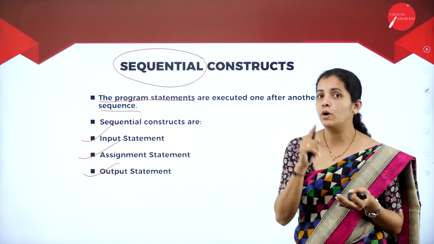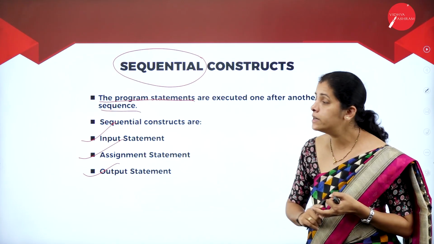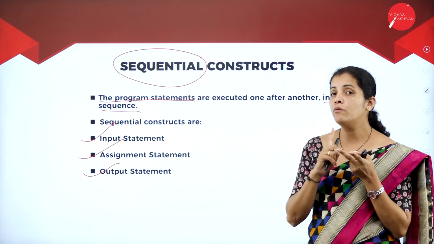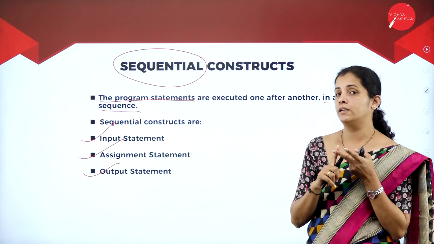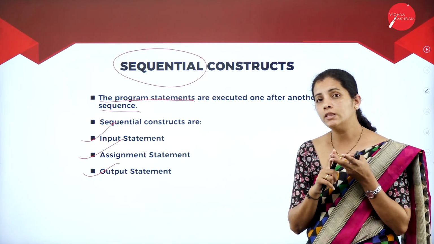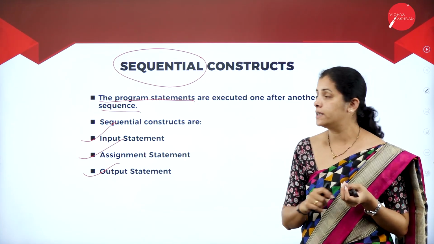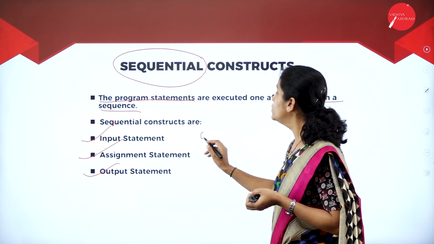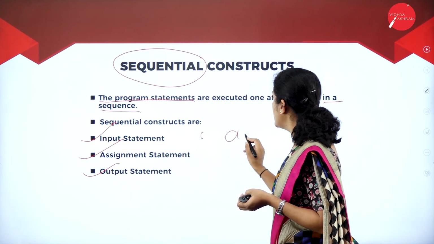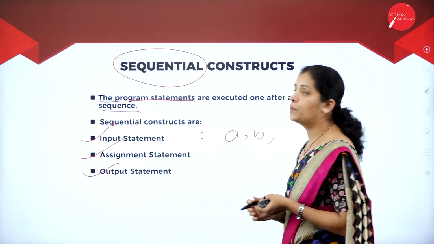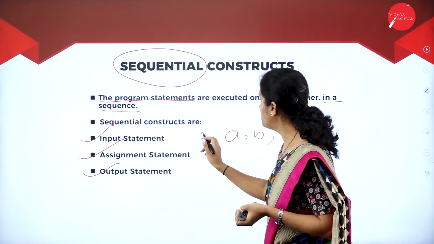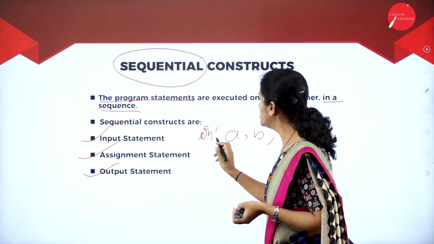So dear student, what are the points you have to remember here? I'm going to have only the input statement, only the assignment statement, and only the output statement. For example, for the input statement, I'm going to define the variables a, comma b, along with that I'm going to specify the data type, for example integer.